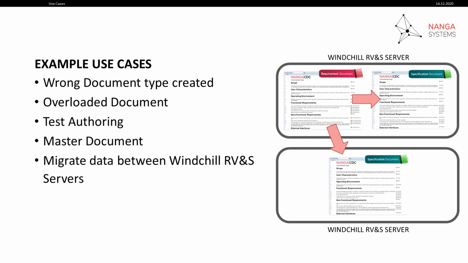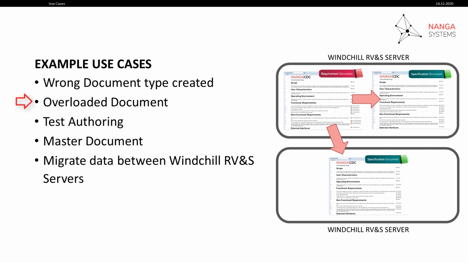NANGA Cross-Domain Copy can be used to support a wide variety of use cases. Examples include where a user has created the wrong document type in Windchill RV&S, for example a requirement specification instead of a design specification. The underlying item types for both document and content are different, and Cross-Domain Copy allows you to easily create a new design specification document using the data contained within the requirement document.